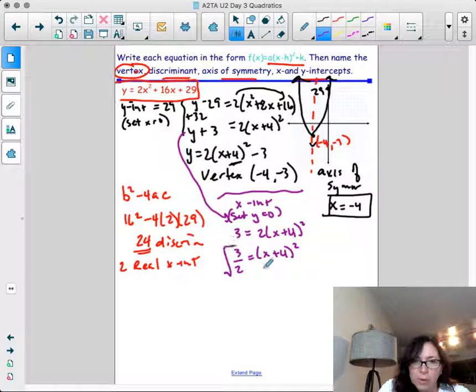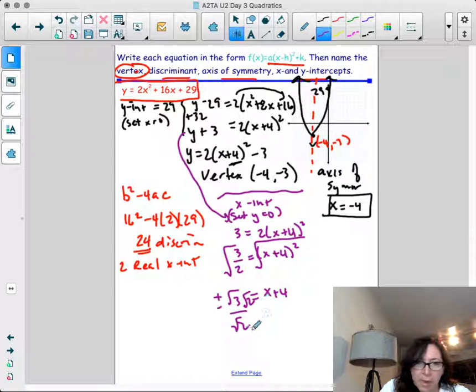I'm going to square root both sides, and I get x plus 4 is equal to plus or minus the square root of 3 over the square root of 2. Again, I'm going to get rid of this root down on the bottom by multiplying by root 2 over root 2. So my final answer is negative 4 plus or minus the square root of 6 over 2.